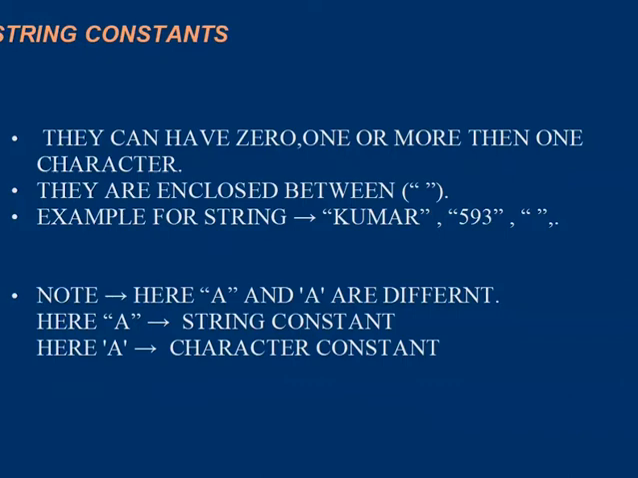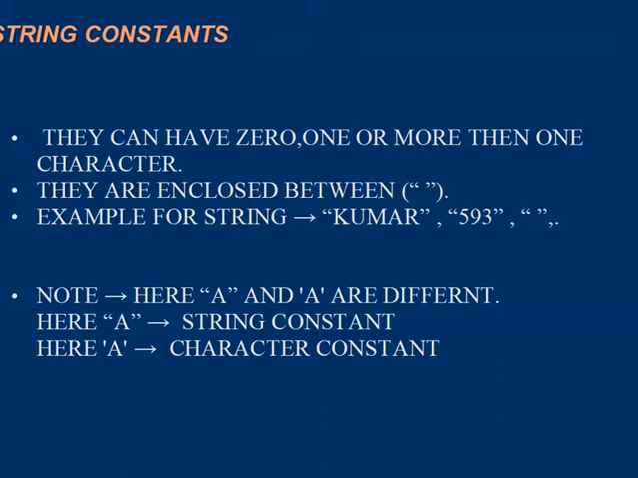String constants are enclosed between double quotes. Here we have some examples, like "Kumar", "593" and many more. The thing you have to note between a string constant and a character constant is that in a character constant, single quotes are used and only one character is allowed, whereas in a string constant, you will use double quotes and more than one character is allowed.